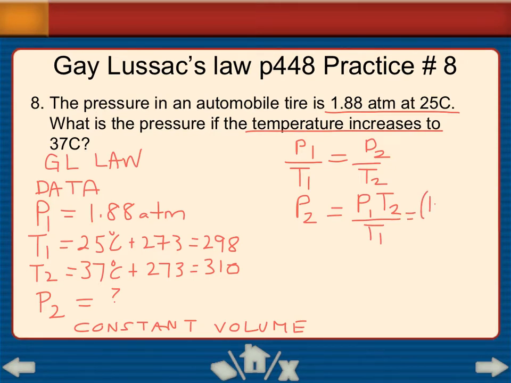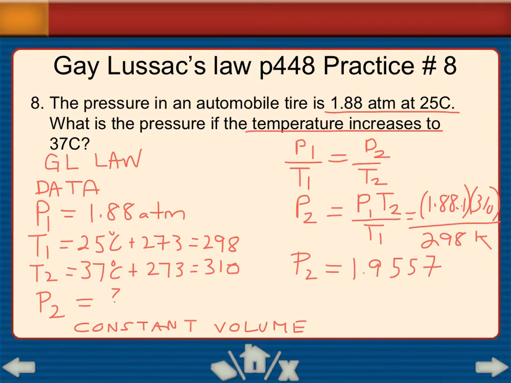We will substitute the data in. Try to be sure and use your units. I run out of room, so I can't use them here. But the units will help you be sure that you're solving the right thing and doing the right math. So we get P2 equals 1.9557 atmospheres, but we see that we have 3 sig figs, and so we should round it to 3 sig figs, which will give us an answer of 1.96 atmospheres.